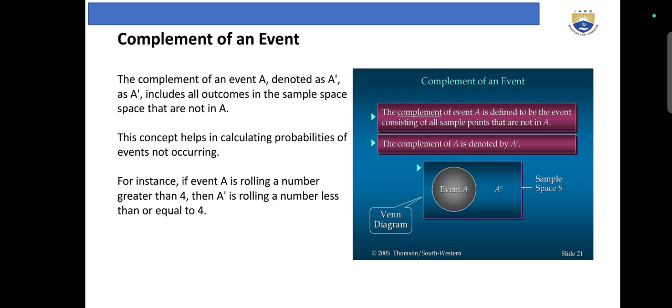Complement of an event. The complement of event A is defined to be the event of all sample points that are not in A. The complement of A is denoted by A'. Event A, Venn diagram and sample space. The complement of event A is defined by considering all sample points that are not in A.